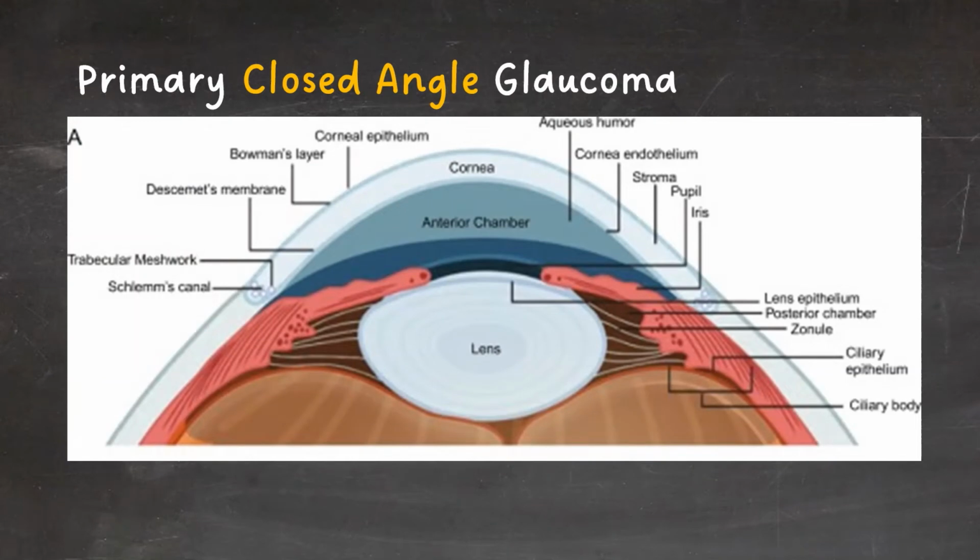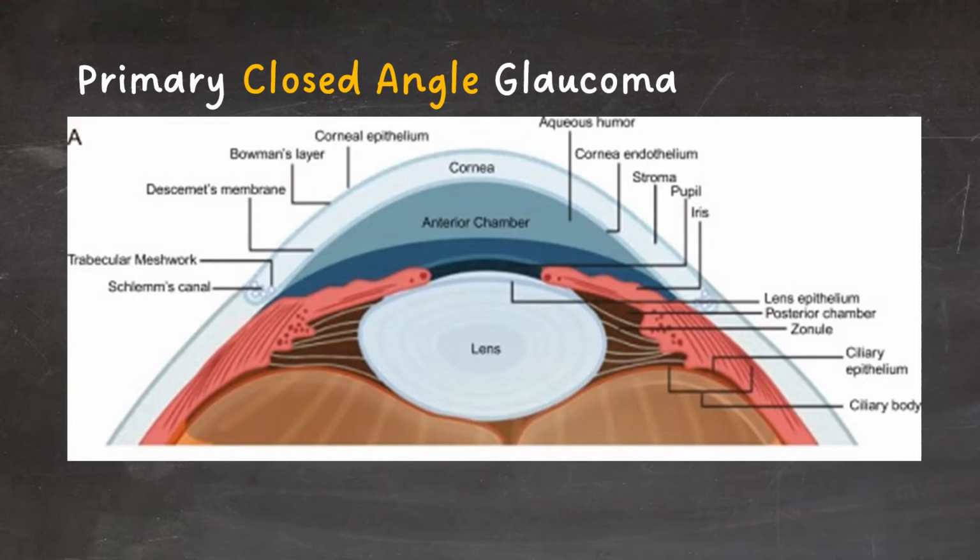In order to understand how primary closed angle glaucoma works, and angle closure glaucoma in general, let's take a quick look at the anatomy of the eye. So the eye is split into three chambers: the anterior chamber, the posterior chamber, and the vitreous chamber. The anterior chamber is limited anteriorly by the cornea and posteriorly by the iris. So as you can see here, this is the cornea, this is the iris, and this is the anterior chamber in between. The posterior chamber is the smaller compartment between the lens and the iris. So that's this little section here. This is the posterior chamber.